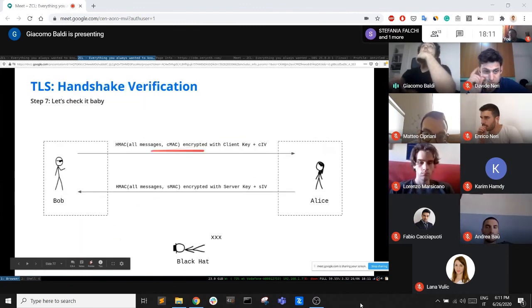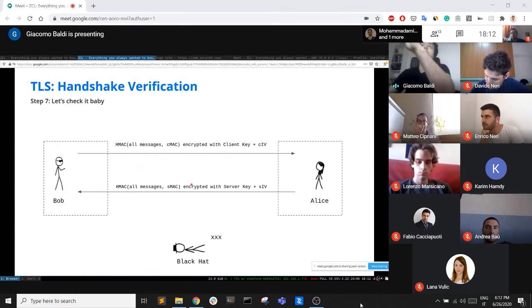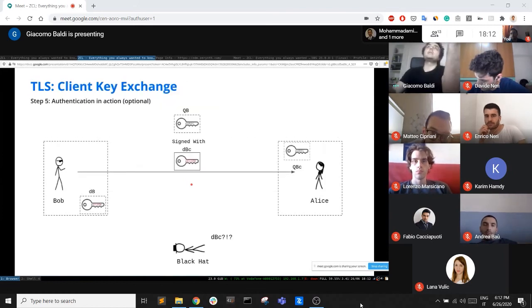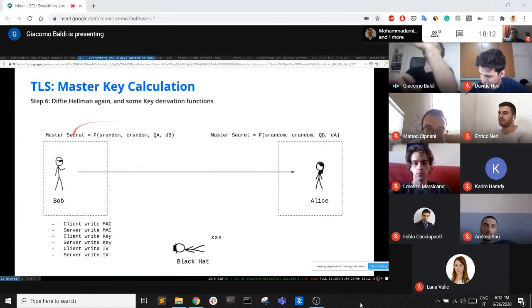Okay, so both of them are exchanging the proof that they received just the messages that were intended to be used. Because you never know, Black Hat will change a lot of things in the background without us knowing it. So this is an additional step for final verification of the integrity of the entire communication up to now. Obviously, Black Hat cannot do anything here and is dead, asking itself how to crack the communication.